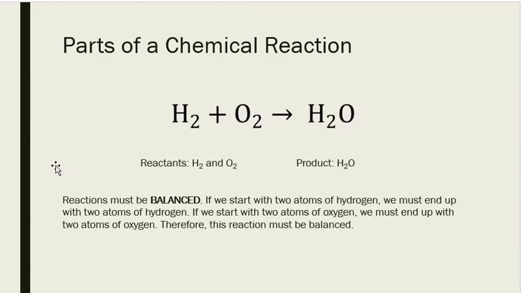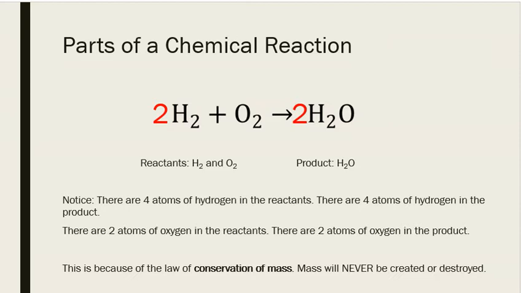Reactions have to be balanced. So on this side, we have 2 atoms of hydrogen, so we have to end up with 2 atoms of hydrogen in the products. If we start with 2 atoms of oxygen, we have to end up with 2 atoms of oxygen in the product. This reaction is not balanced. We need to, therefore, balance it. So, because we need 2 atoms of oxygen, we have to add a 2 in front of the H2O.